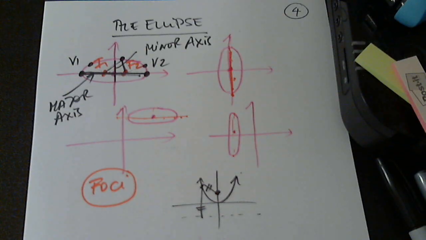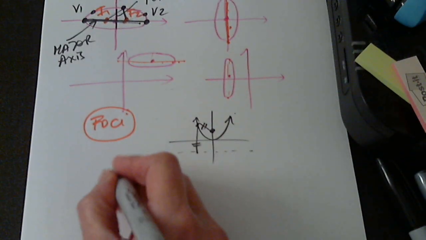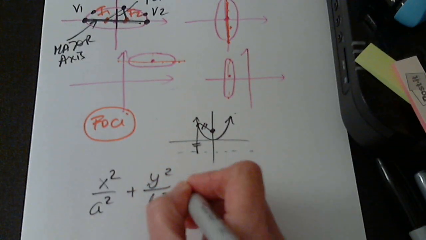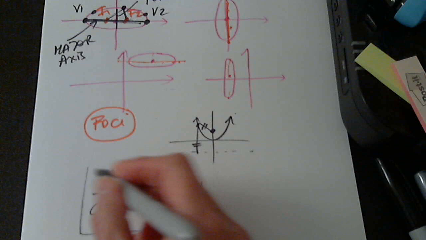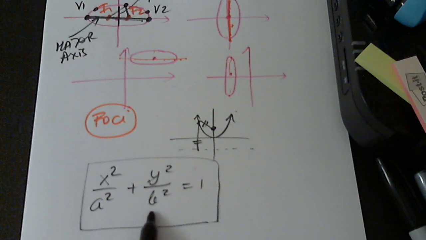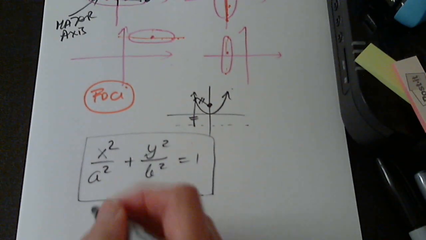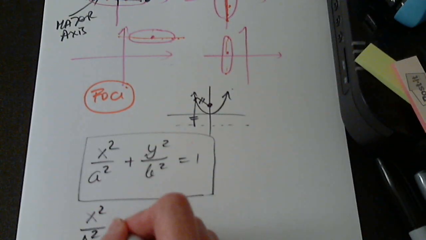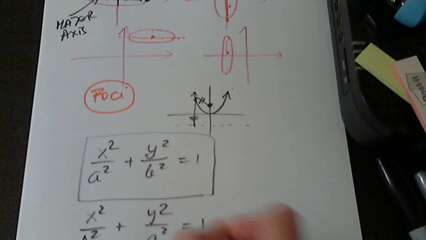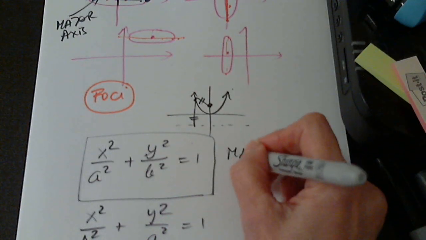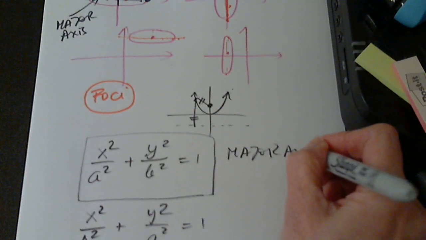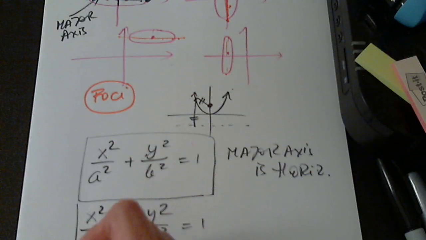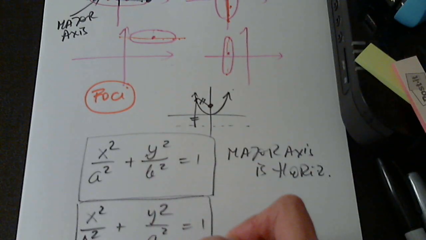So let's write it. We have x squared over a squared plus y squared over b squared equals 1, where a is greater than b. The other option is x squared over b squared plus y squared over a squared equals 1. So here the major axis is horizontal. Here, the major axis is vertical.